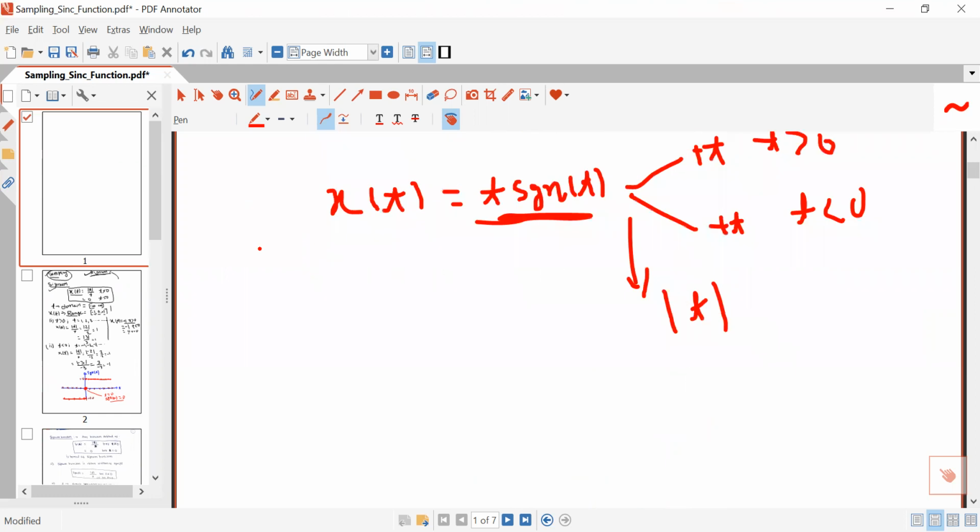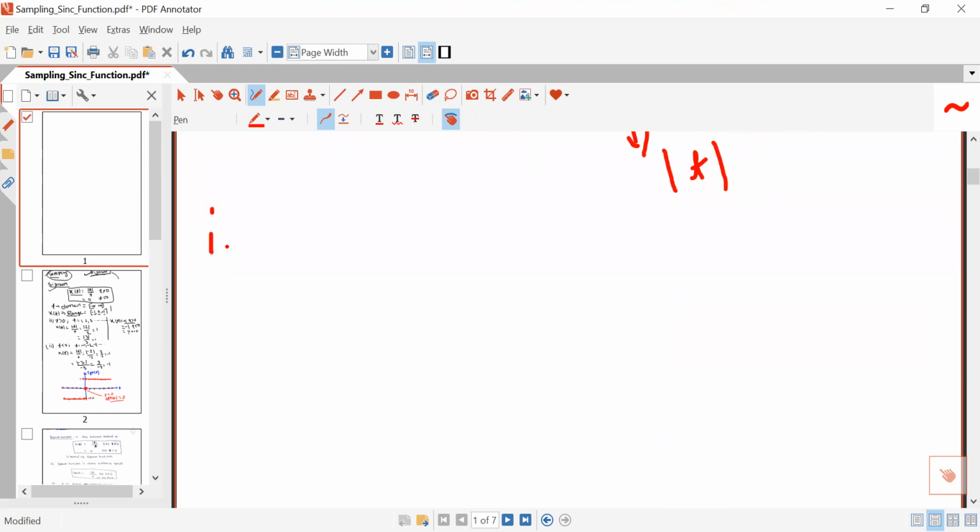Similarly, if I am asking you, what will be the value of the function x(t) equal to mod of t signum t?